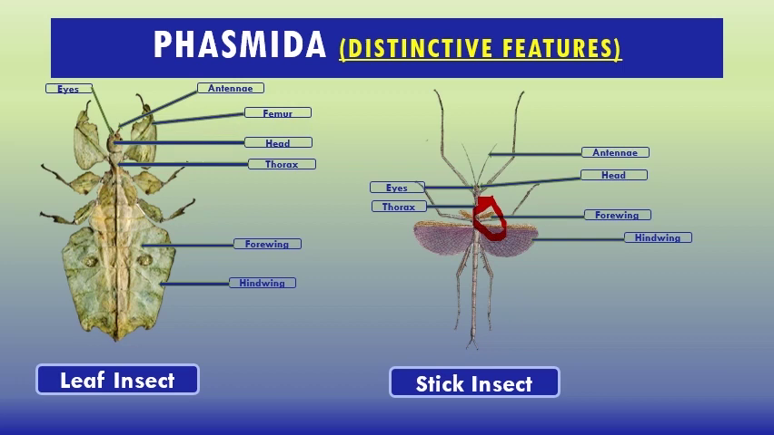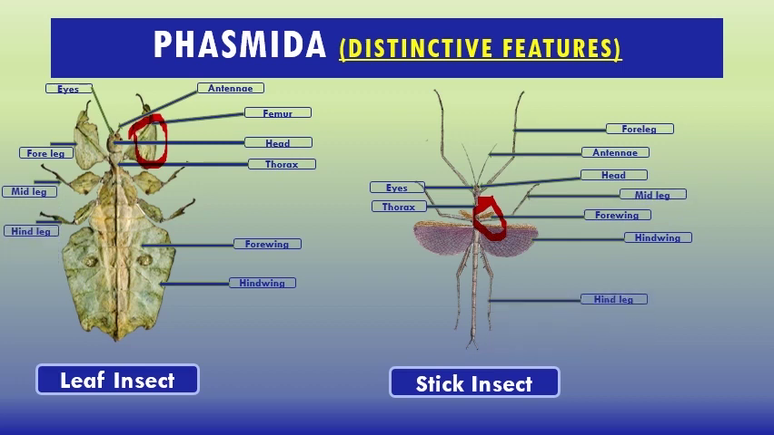Femur. Leaf insects have much larger femur here, you can see here. Now this is foreleg, this is mid leg, and this is hind leg. This is abdomen.